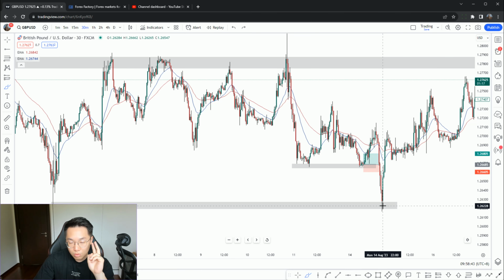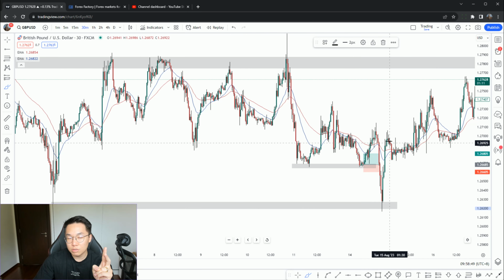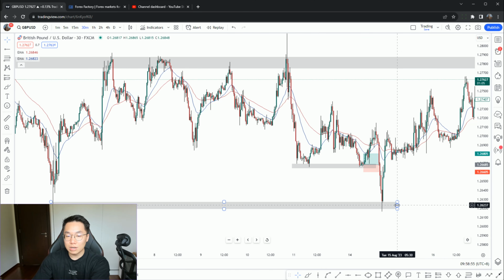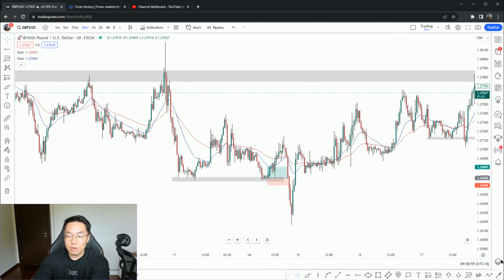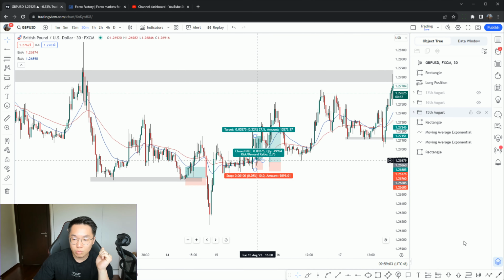All right, our second scenario was that if price goes back to 126.20, sweeps that low, and reverses back up, this is still a valid long. And obviously price followed our second game plan, our second scenario, and that was exactly what happened on the 15th of August, which was Tuesday this week.